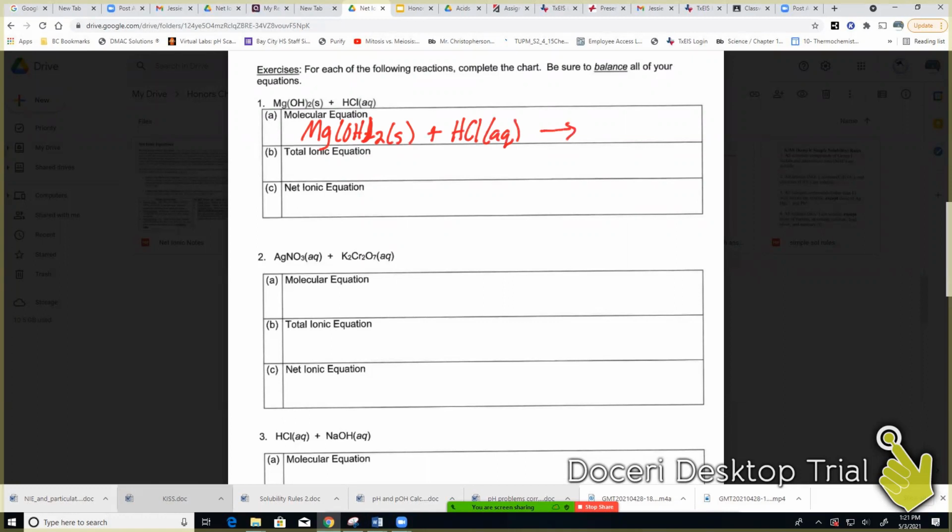So this is an acid and a base reaction, and it's a neutralization reaction. We've studied those before, where the hydroxide from the base and the hydrogen from the acid come together to produce H2O, which is my liquid. And then what's left comes together to form a salt, in this case, magnesium chloride.